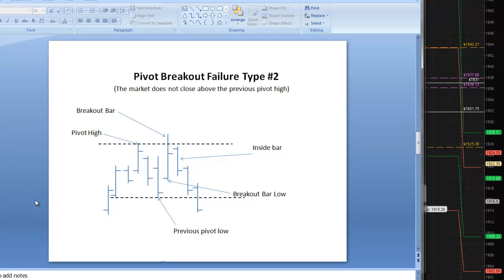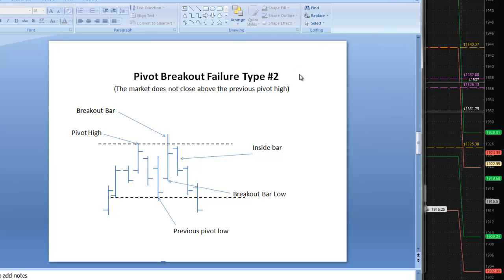The second type would be if the breakout bar breaks above the pivot but doesn't close above. This one creates an inside bar again. It doesn't necessarily have to create an inside bar. If it cannot close above the pivot high within the next 2 bars, then you would want to get out. You can see here that it takes out the low of the breakout bar, takes out the low of the pivot, and reverses. So this is just a quick run through of this. There's a lot more to this, but I just wanted to show you now.